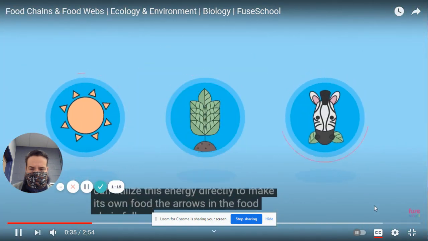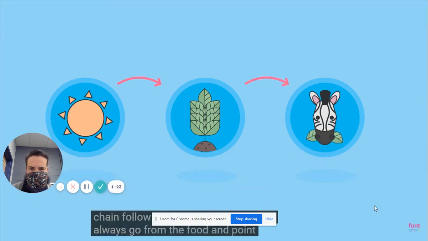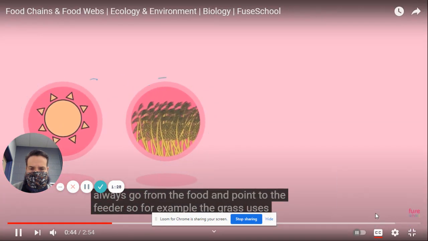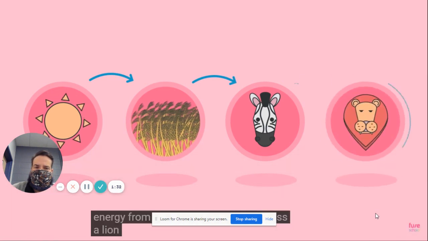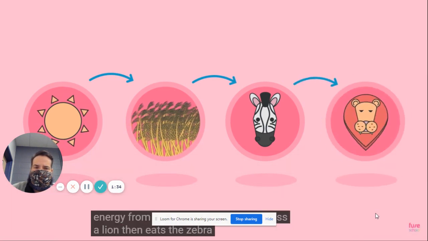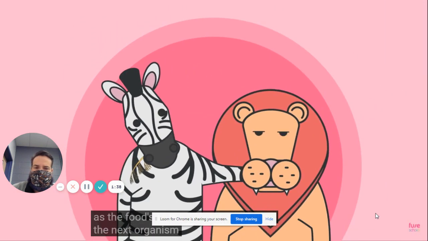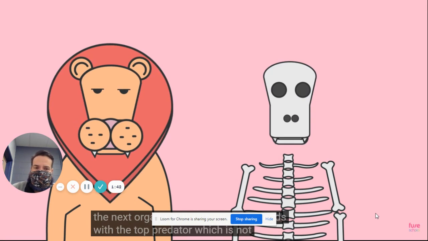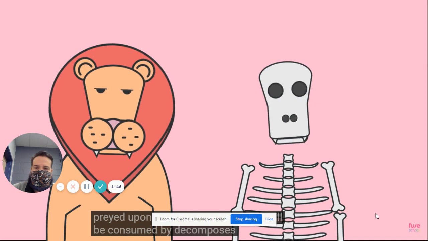The arrows in the food chain follow the flow of energy, so they always go from the food and point to the feeder. So for example, the grass uses energy from the sun, the zebra eats the grass, a lion then eats the zebra. Think of it as the food's journey into the mouth of the next organism. The chain always ends with the top predator, which is not preyed upon by other organisms, but will be consumed by decomposers after death.